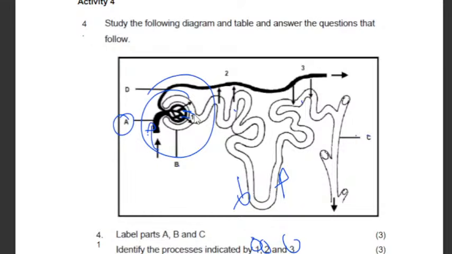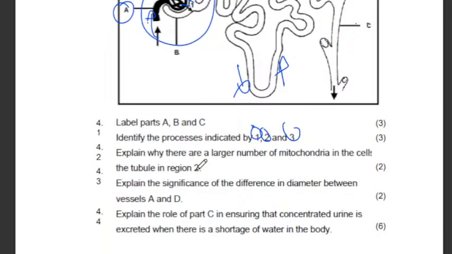And then 2 is selective reabsorption. Not everything is being reabsorbed, but it's reabsorption. And then 3 is excretion or secretion. That's why you find that urea increases in amount because of what happens in there. So 3 is secretion or excretion.